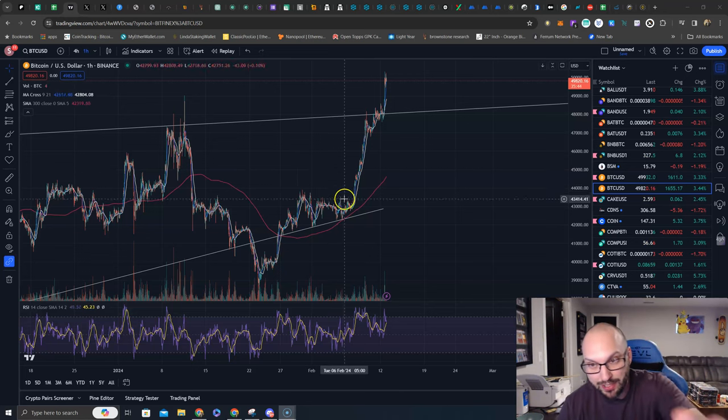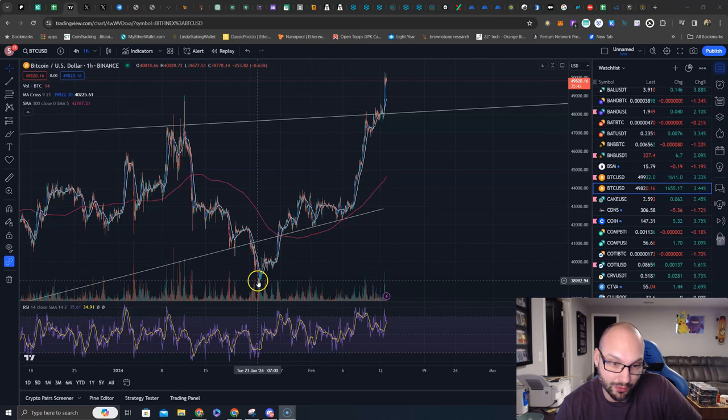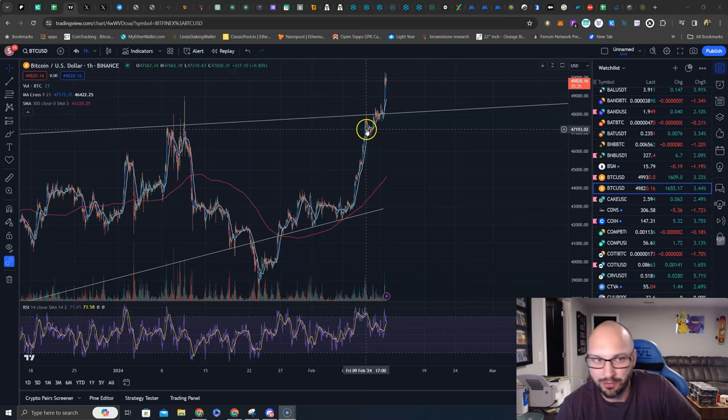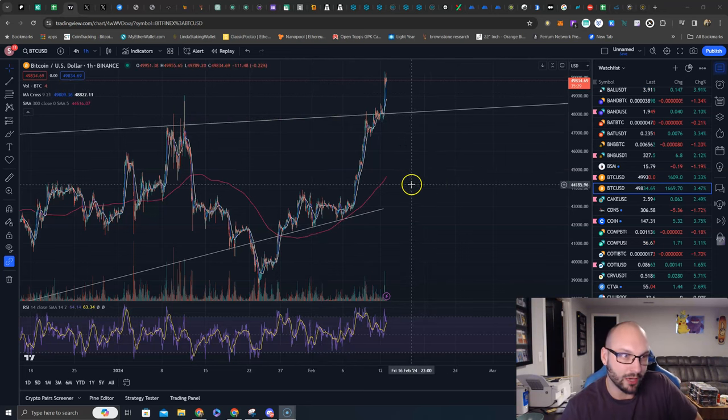Now, from a TA perspective on Bitcoin, this is much higher than I even thought, because if this is a bull flag, the measured move would have put you up here around $48,000, I believe. We broke above this uptrend line. We broke above the previous high. Now we're sitting right around $50,000.